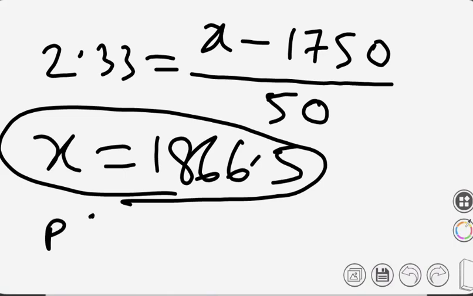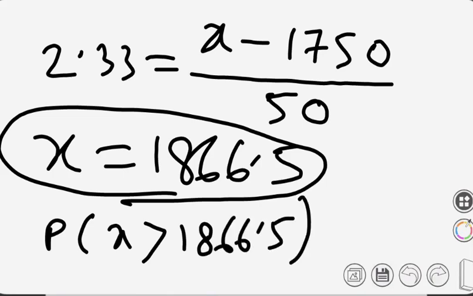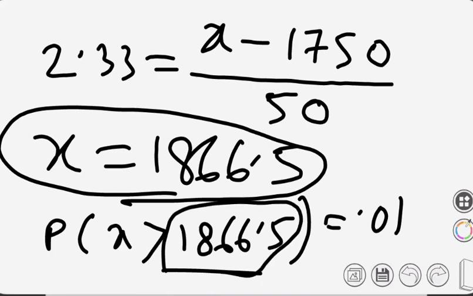Because we have already said probability x greater than, now we have found out probability x greater than 1866.5 is equal to 0.01. So that means, how many persons have income greater than 1866.5? Only 100 persons, because 100 persons out of 10,000, the probability gives you 0.01.